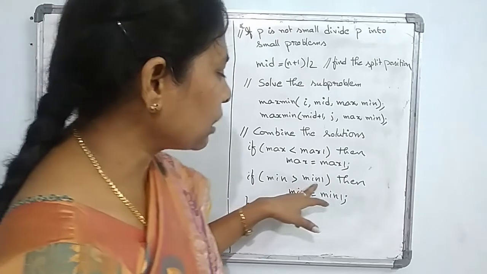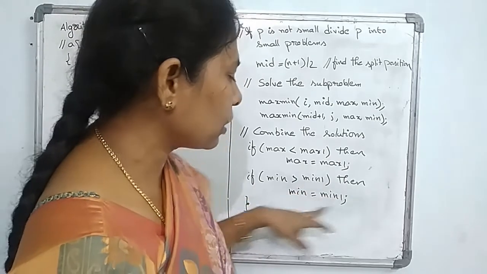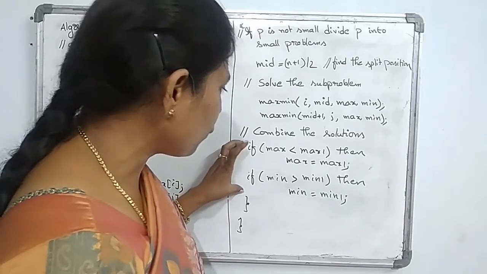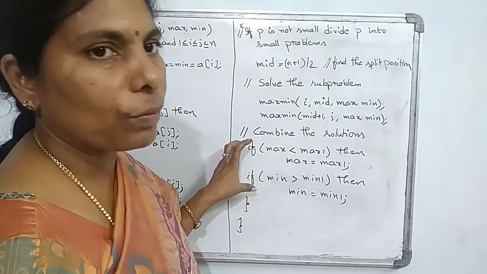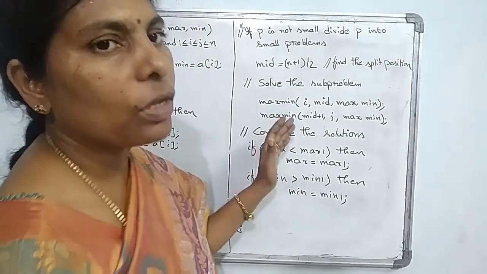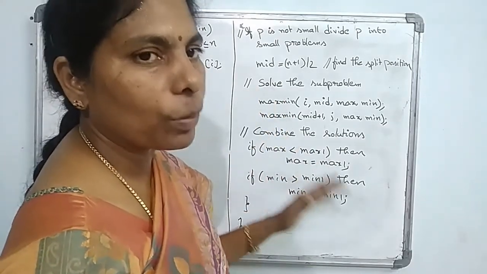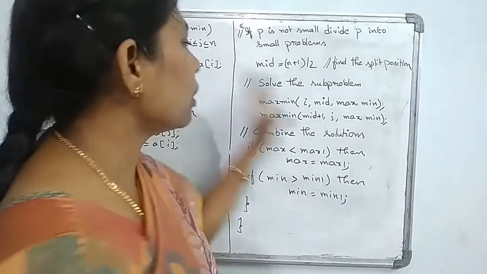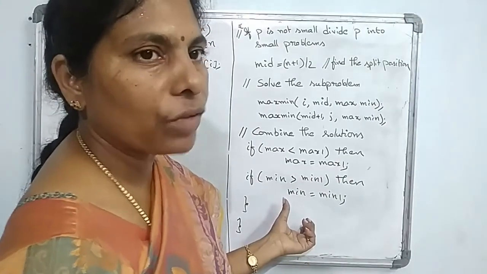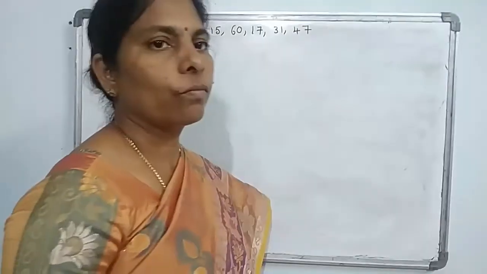If min is greater than min 1, then you can set min equal to min 1. So these two steps are applied for combining the sub elements. In that way you can combine all the elements and finally find out what the maximum element and the minimum element are. So this is the algorithm you can apply to find the maximum and minimum of the given array.